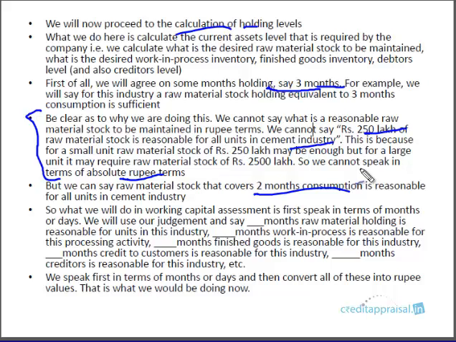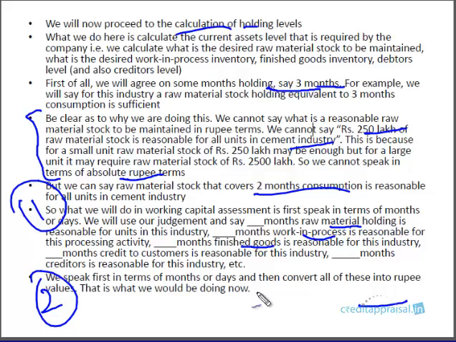That you can do. So what we are going to do is use judgment, and first of all arrive at how many months of raw material holding is reasonable, how many months of work in progress, how many months of finished goods, debtors, creditors. We will arrive at some reasonable figure. This is the first step. We are going to first assume so many months is reasonable for each item: raw material, work in progress, finished goods, debtors and creditors. Then we are going to convert this into rupee terms. That's the second step.